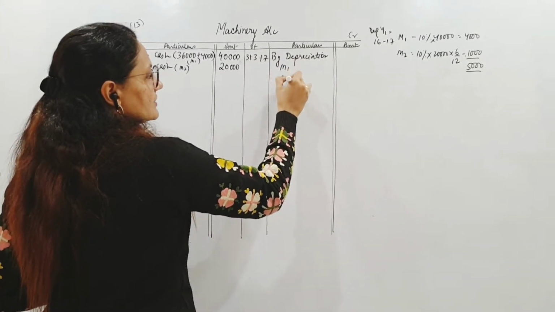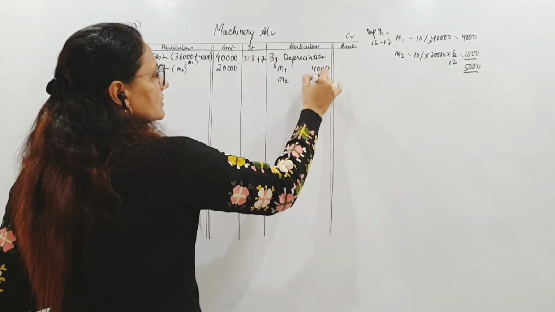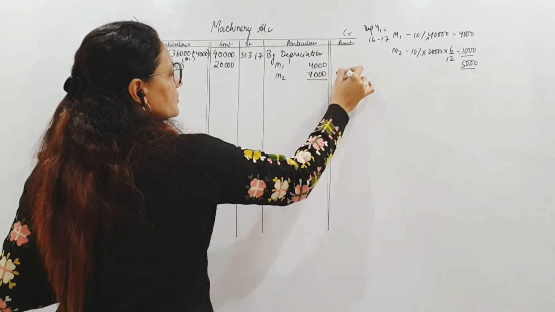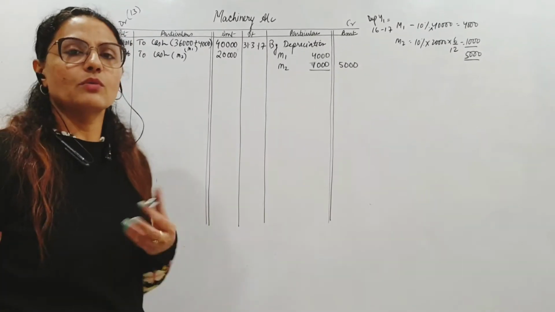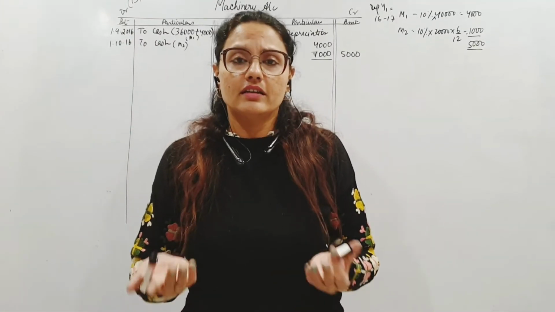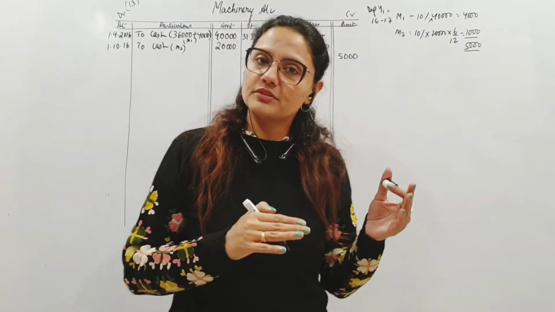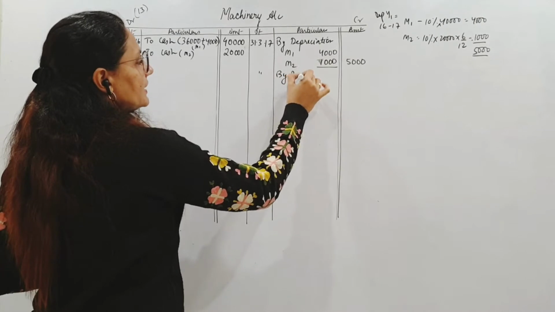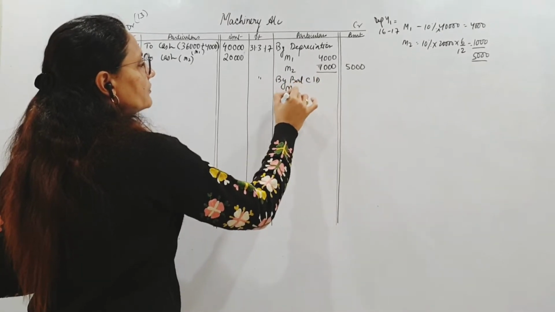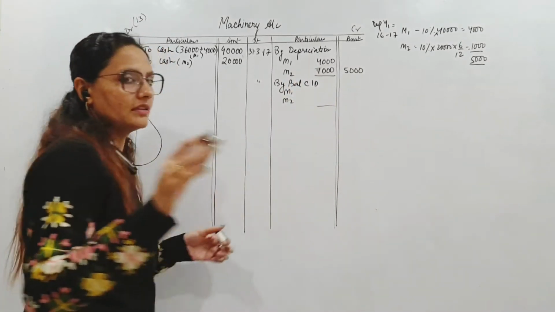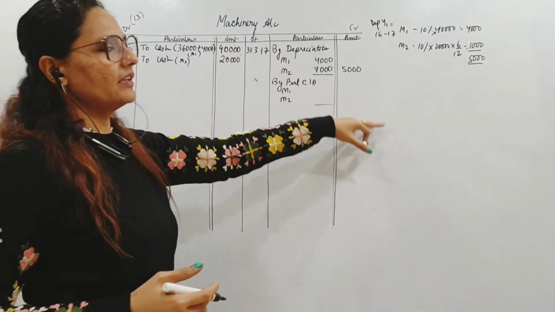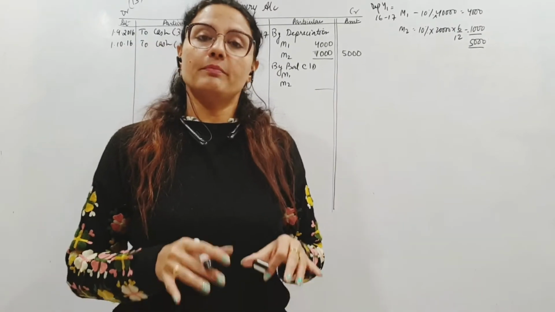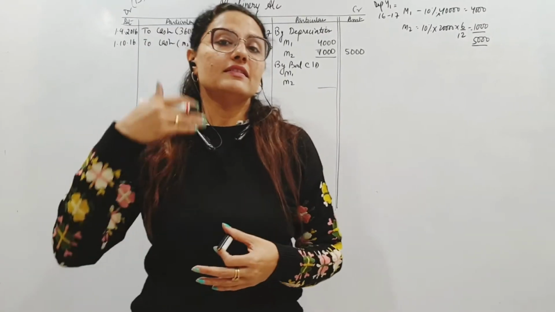I am showing it as this. M1 4,000, M2 1,000. Total depreciation 5,000. Now what is the written down value of the asset? Written down value मतलब क्या? Cost minus depreciation. So we will have the balancing figure by balance carried down. I prefer it to keep it separate. People just do this. 60 minus 5, 55 होगा. Simple, right? But I am keeping it different, separate, because that makes my job easy in the next years.